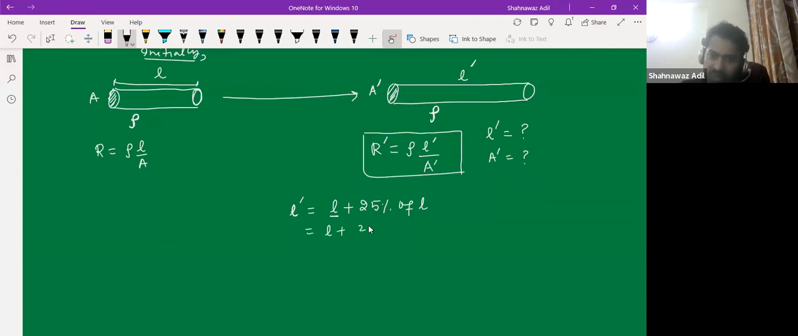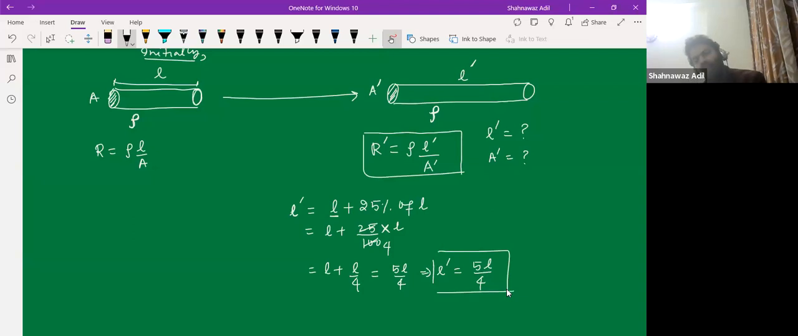plus 25%, which is 25 by 100 of it, meaning multiplication. So 25%, this would be how much? This would be L plus L by 4, which is 5L by 4. So the new length L prime is 5L by 4. Right, clear?